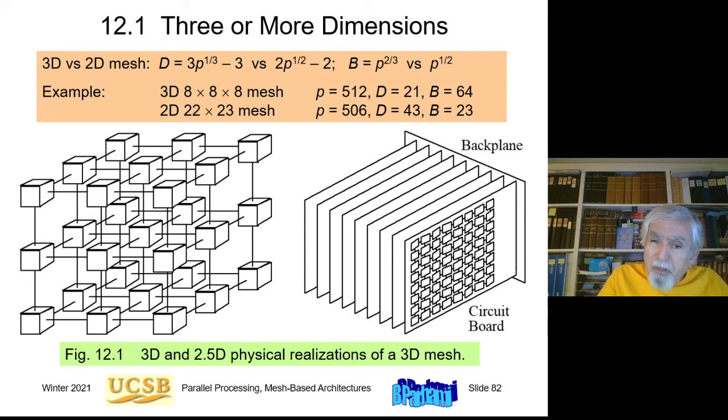Because our IC technology is not truly three-dimensional, a 3D mesh has some advantage theoretically because its diameter is lower, but once you implement it in this way, much of that advantage evaporates. And therefore, really, two-dimensional meshes are much more practical at present than three-dimensional meshes. And of course, higher dimensional meshes are even less practical.